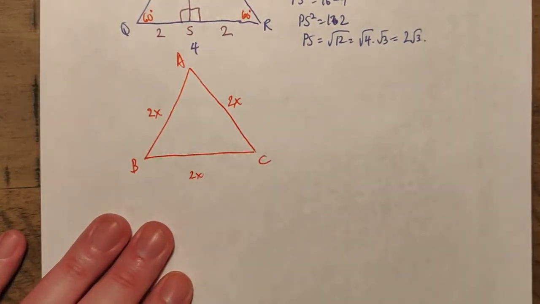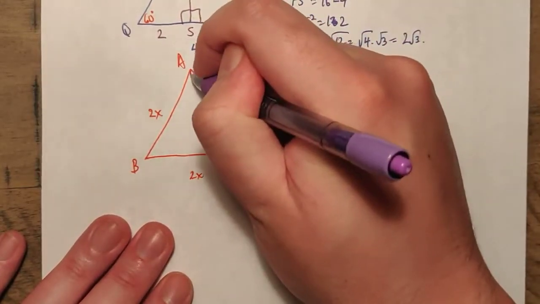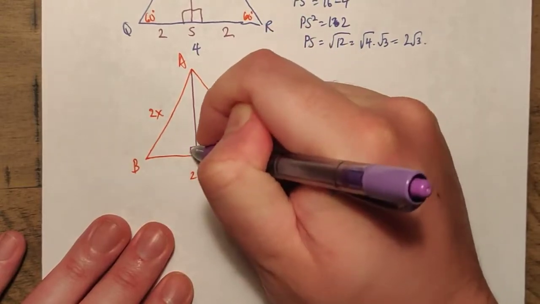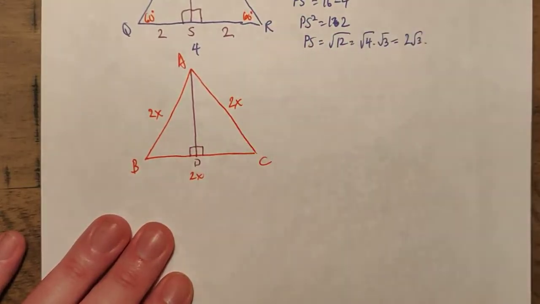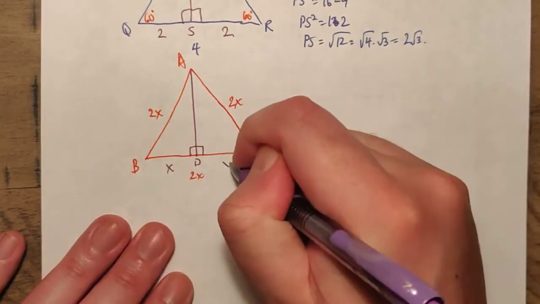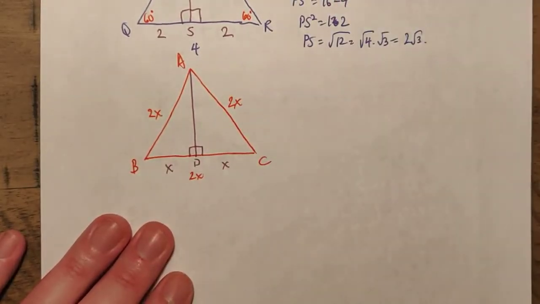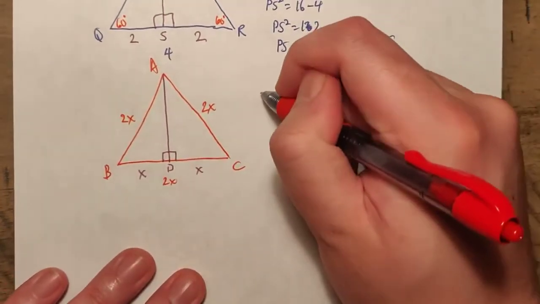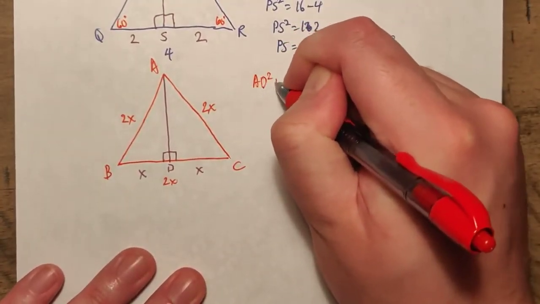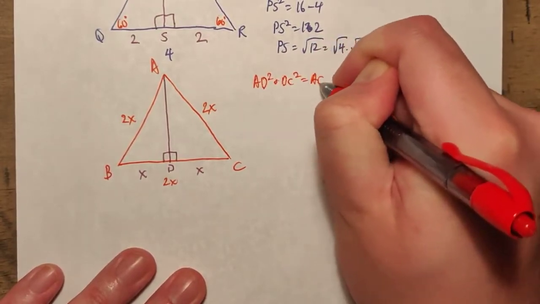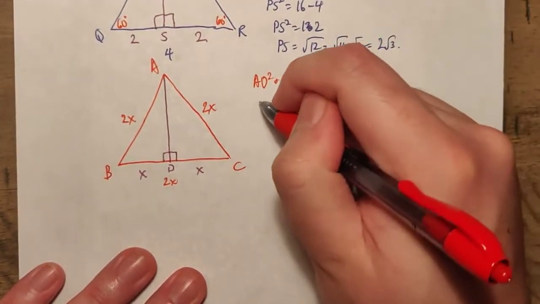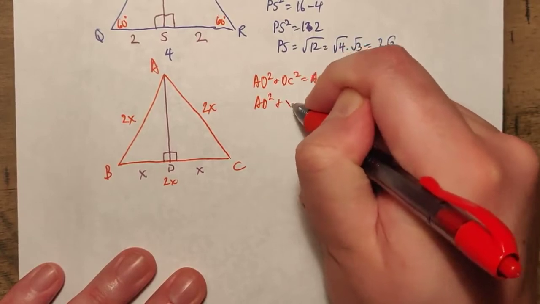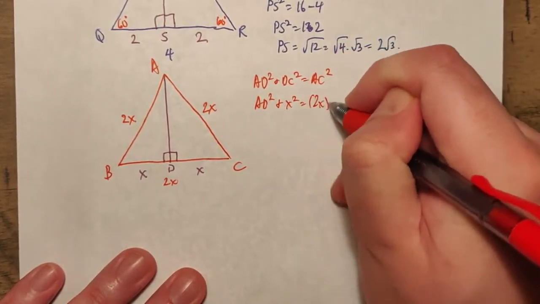So yet again, just like before, we can drop an altitude, in this case from the upper vertex A down to BC. We call this here D, and yet again, by the same token, we can fill in everything here. So this is x and this is x here, and then AD, we can just fill that in. So therefore, we can say here that AD squared plus DC squared equals AC squared. So we just fill in the pieces that we know. You have AD squared plus x squared equals 2x all squared here, right?